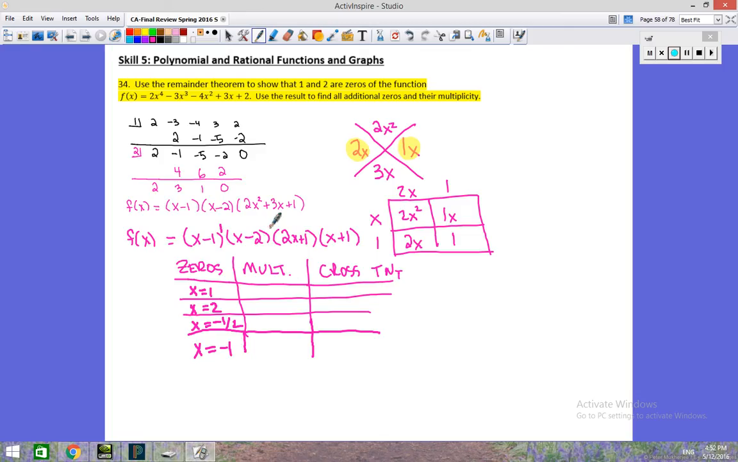Since these exponents are all 1, the multiplicity for all of these is 1. Had we had an exponent of 2, the multiplicity would have been 2. Since these are all odd numbers, when you look at the x-intercept, the graph crosses the x-axis. It's when those multiplicities are even that it does a touch and turn. So it crosses, it crosses, it crosses, it crosses.